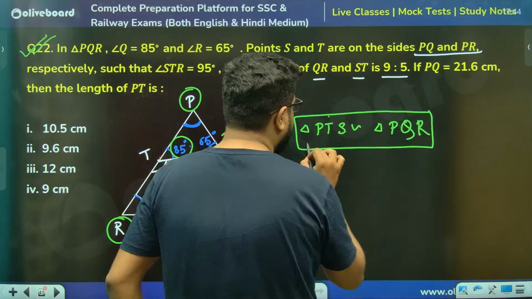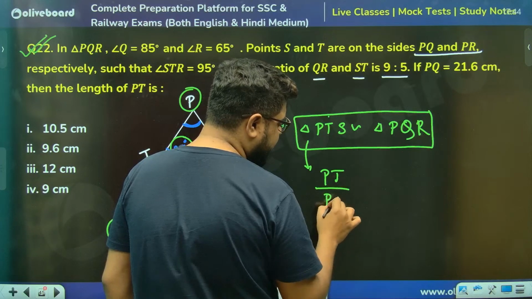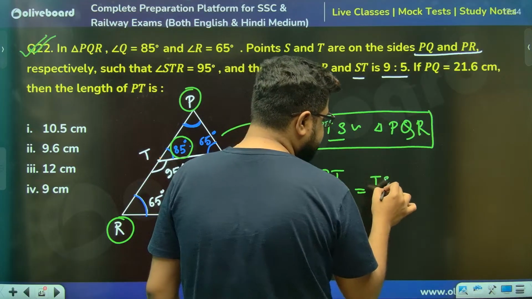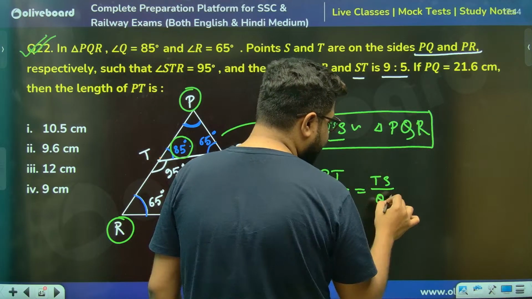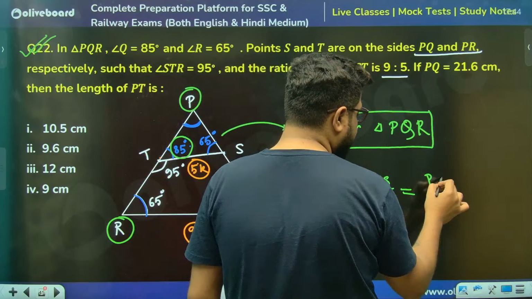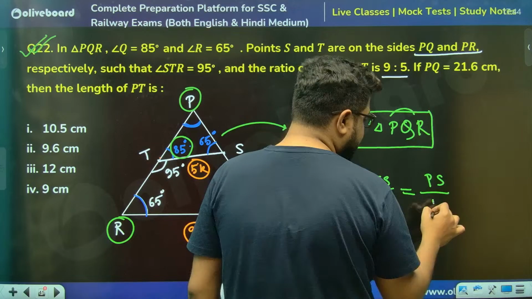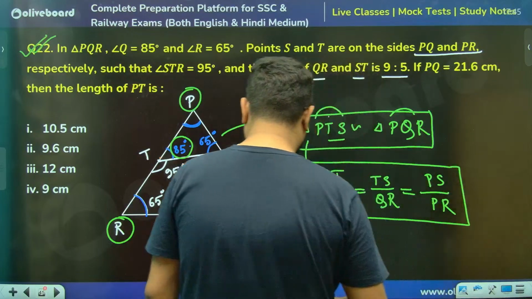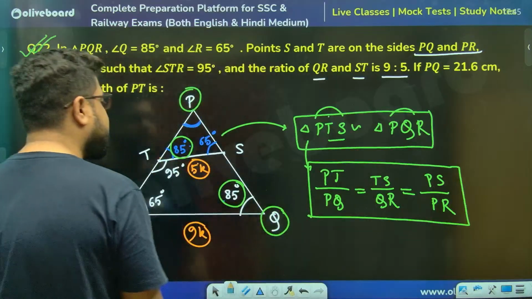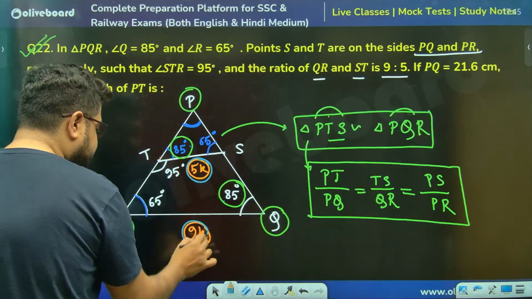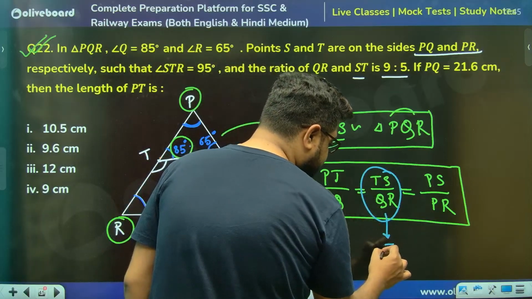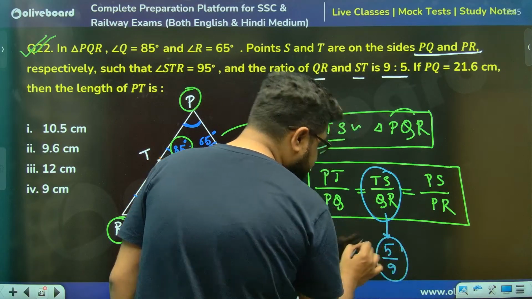Now, PT by PQ, write down whatever you can. First two by first two, then second two. TS by second two, which is QR, is equal to PS by PR, the first and third. Done. This is your conclusion. Now, let's just move ahead. What do we know? TS by RQ, this is given as 5 by 9. This is what I know.